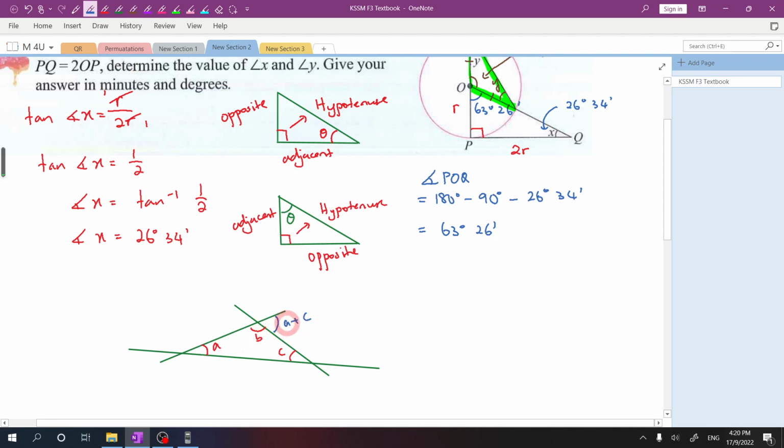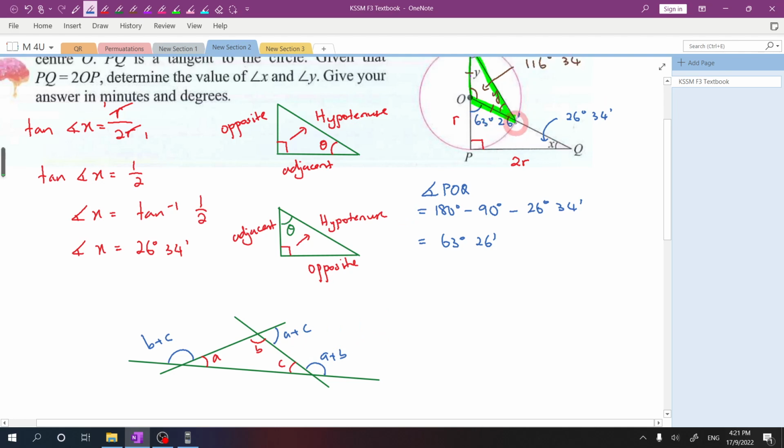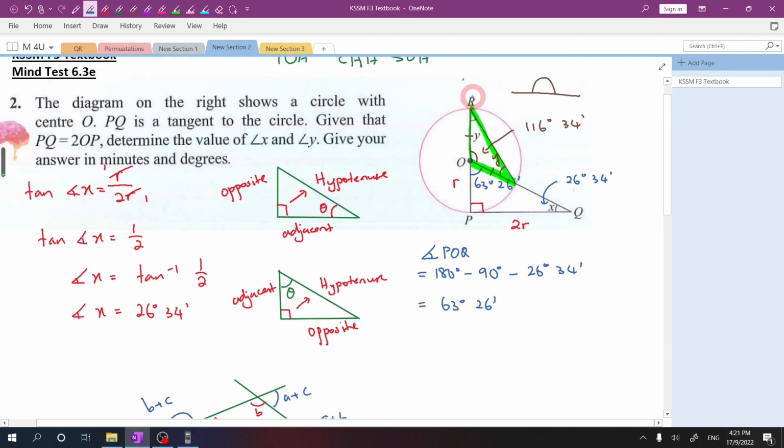So you notice that A plus B plus C gives you 180 degrees, a straight line. So what is the angle here? It will be equal to these two, B plus C. So what is the angle here? It will be equal to these two, A plus B. Okay, if you understand this concept, then it will be easier for us to solve this question. This is a straight line.